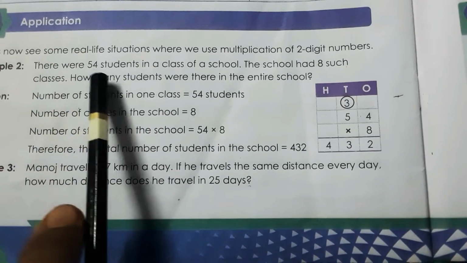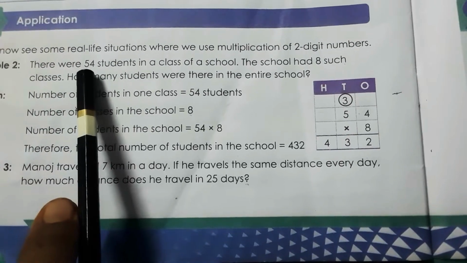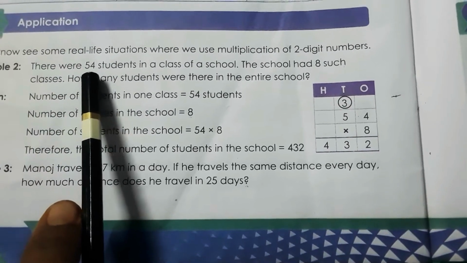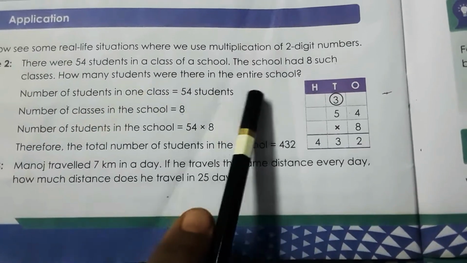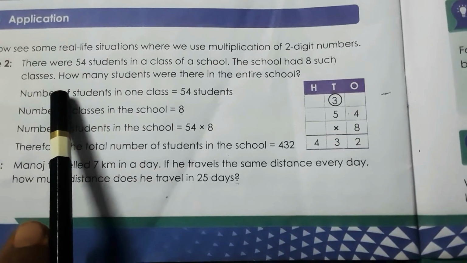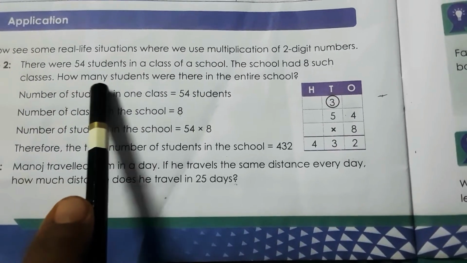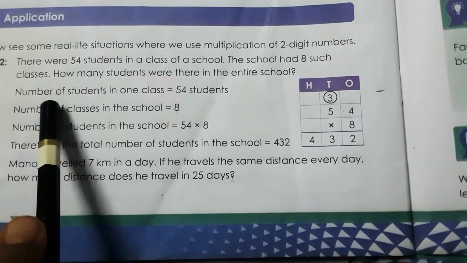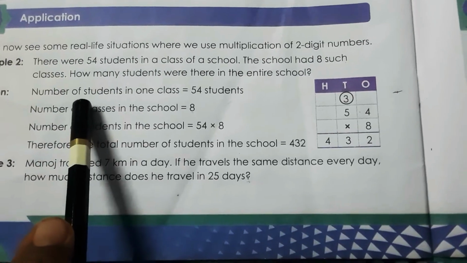Okay, so read the question carefully. Here it is given number of students in a class is 54. Okay, number of students 54, and the school had 8 such classes. Okay, so we have to find out the number of students in that school. Okay, so it's a word problem, so we have to write the steps.